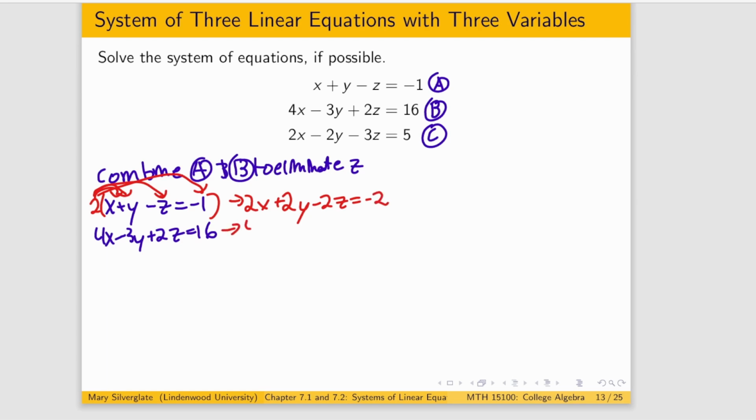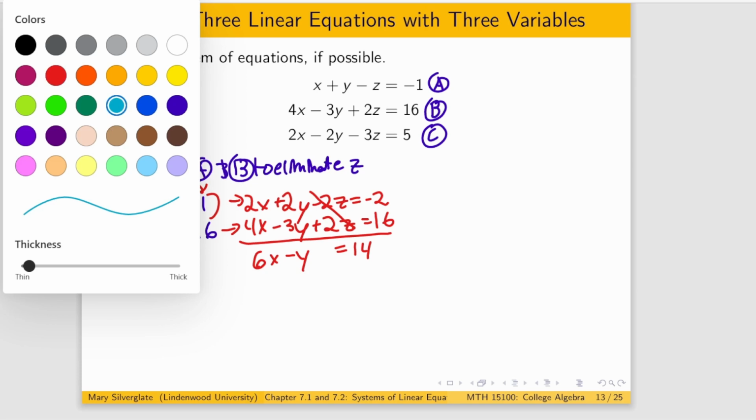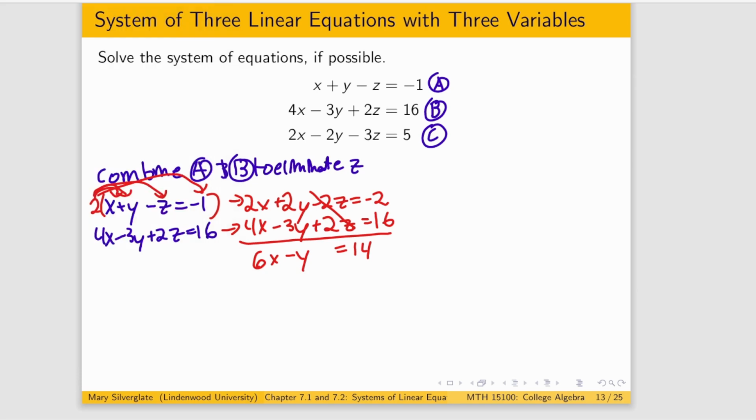And then I'm just going to rewrite the second one. Now I'm going to add straight down. 2x plus 4x is 6x. 2y minus 3y makes negative y. Negative 2z plus 2z eliminates to make 0. Negative 2 plus 16 is 14. Now I'm going to do a similar process. Really what I'm actually doing here is I'm making a system of 2 equations and 2 unknowns so that I can solve something similar to what I did before.